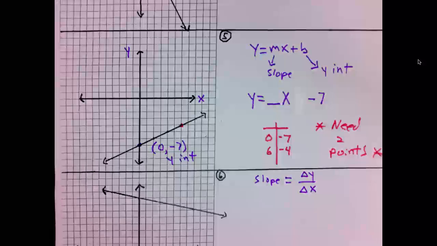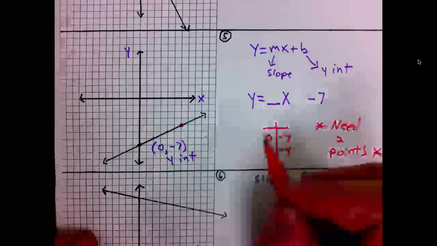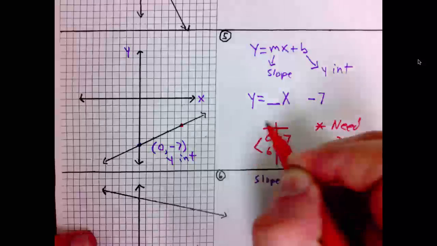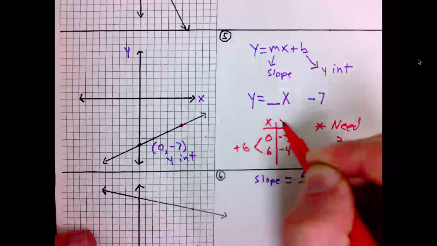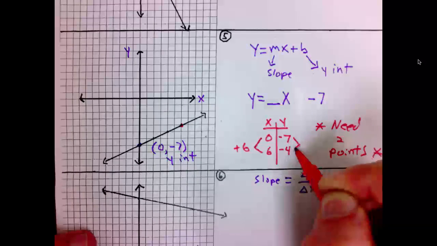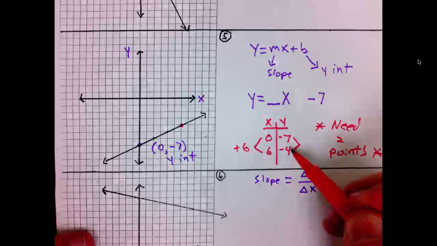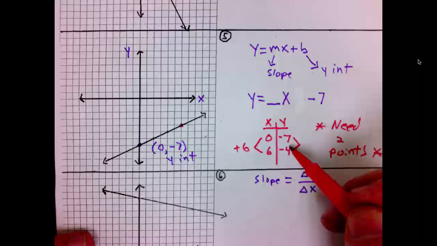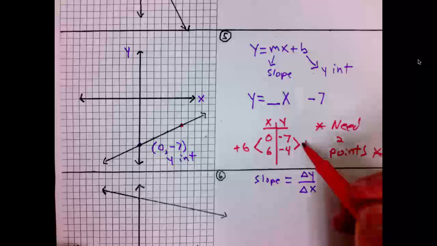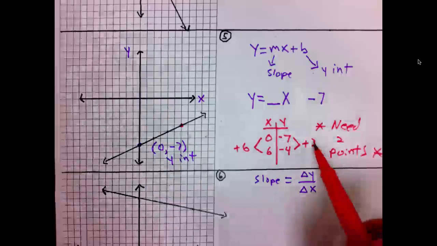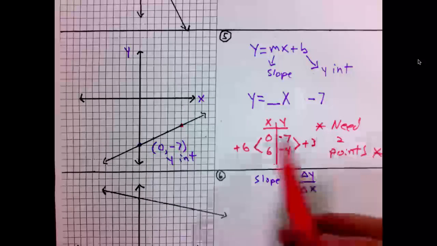In this case, our x went from 0 to 6. That's an increase of 6. Our y went from negative 7 to negative 4. That's an increase as well. From negative 7 to negative 4 is an increase of 3. Negative 6, negative 5, negative 4. So here we see our change in y is 3, our change in x is 6.